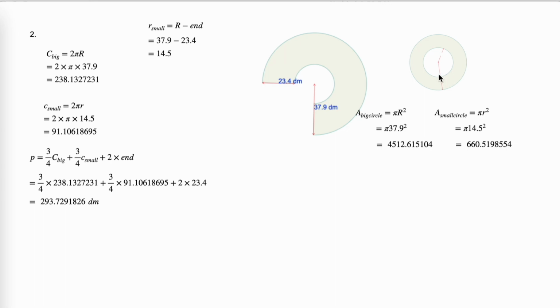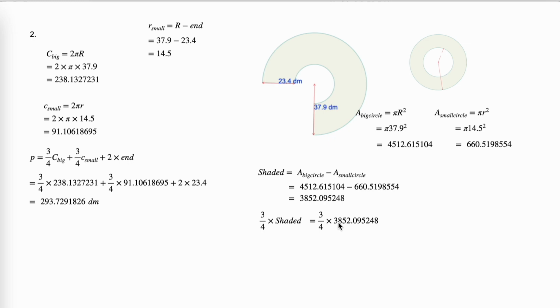The area of the shaded region is the area of the big circle, take away the area of the small circle, which gives us 3,852.095248 decimeters squared. But we're after 3/4 of this shaded region. We just have to multiply this number by 3/4. 3/4 of the shaded is 3/4 of the 3,852.095248. Let's do that on the calculator.